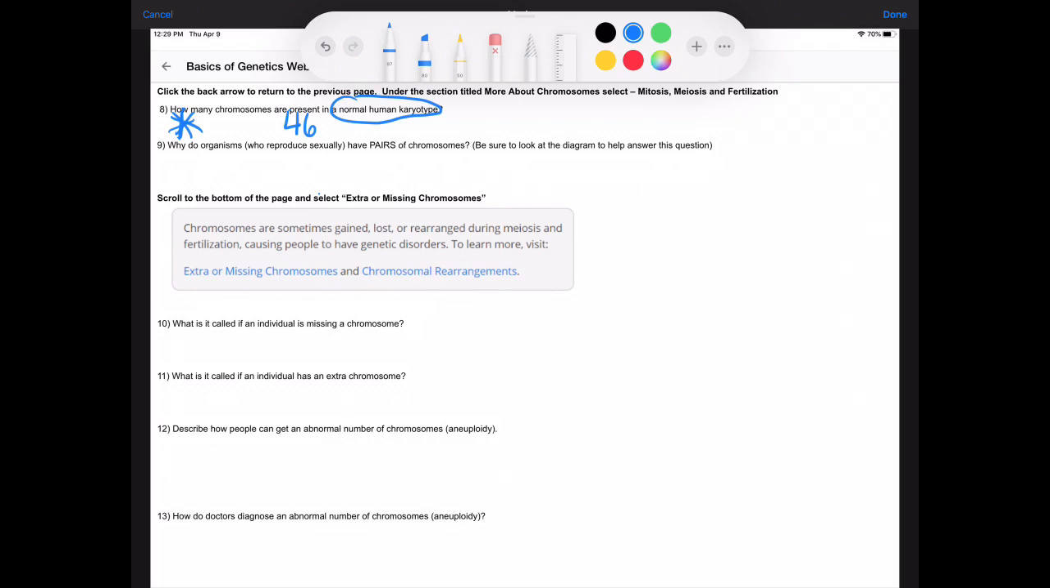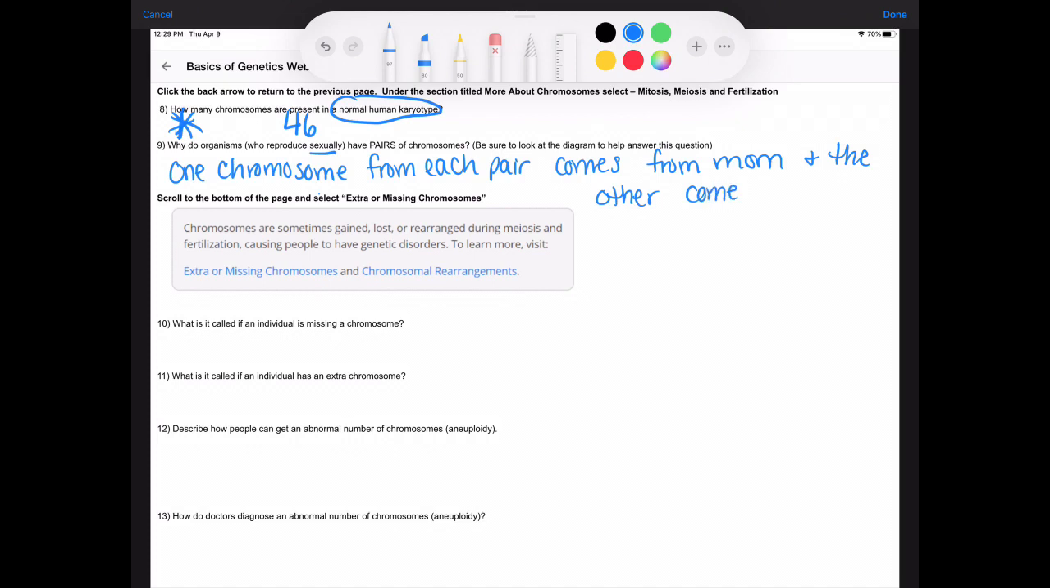Why do organisms who reproduce sexually have pairs of chromosomes? So if you looked on the diagram would help you with that, and that's because one chromosome from each pair comes from mom, and the other chromosome comes from dad. So one chromosome in the pair comes from each parent. And we kind of talked about that when we talked about sexual reproduction.